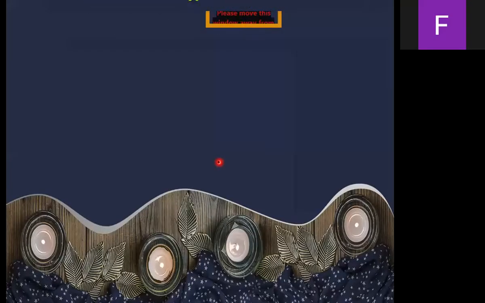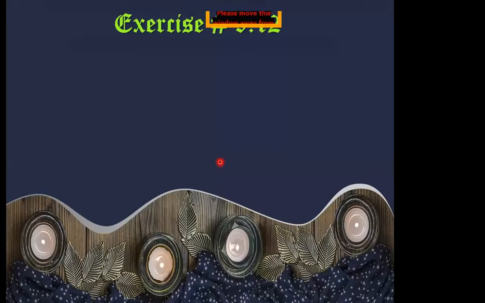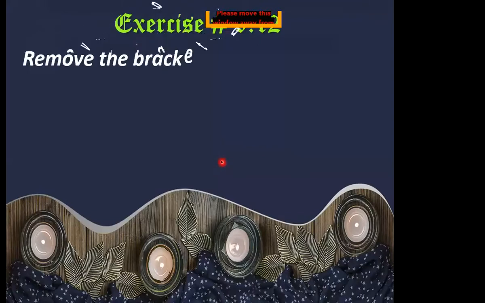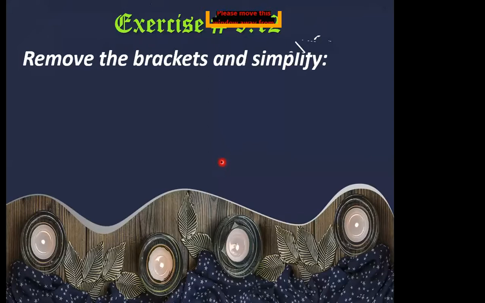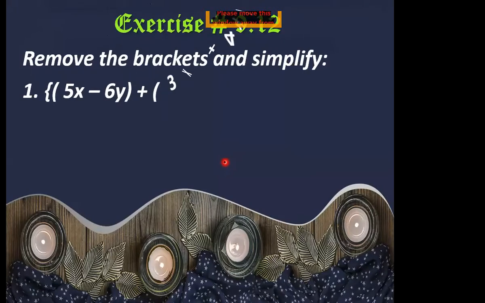Now look here at exercise number 9.12. The question is: remove the brackets and simplify. Means you have to simplify the given expression and also remove the brackets. Just suppose here you have question number 1. First of all, you should identify how many brackets there are. There are two types of bracket. This is a curly bracket and this is a round bracket. According to the criteria of removal of brackets, first you will solve the innermost bracket. So how many types of bracket are here? Two types, and which brackets are you going to solve first? This round bracket and this round bracket.